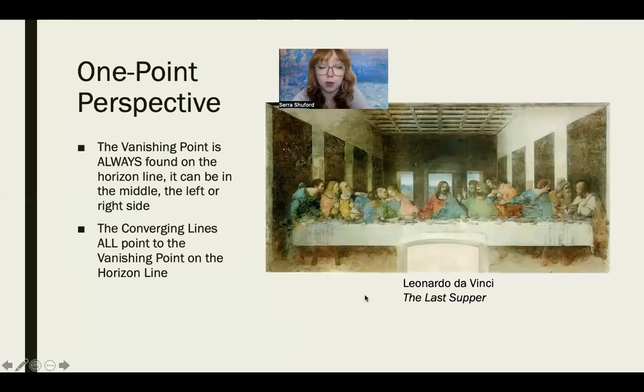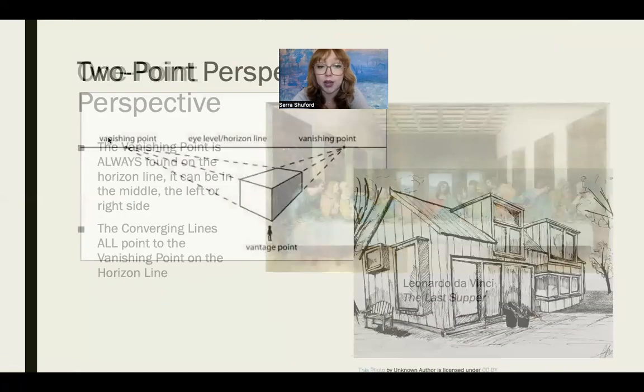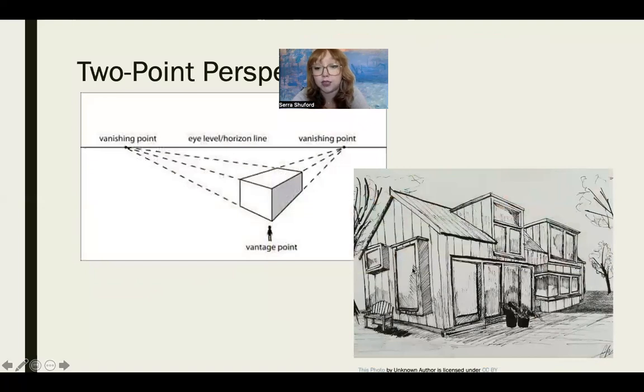2-point linear perspective is when everything is coming towards you or the object's coming towards you. And you can see that in this drawing that we see here, where the house is almost coming at you rather than receding away from you.